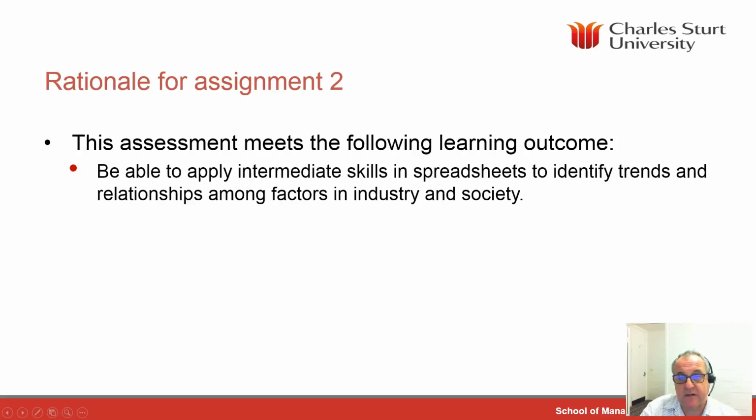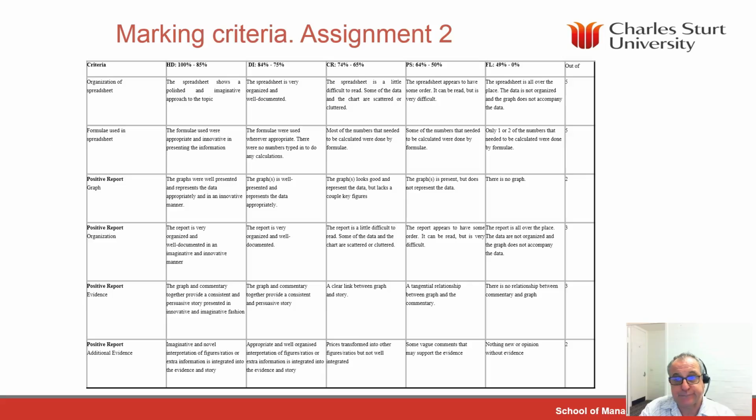Okay, how is it marked? Oh, sorry, learning outcome. Intermediate skills to identify trends and relationships between factors and sources of industry. As you can see from a number of multiple sources, you sense the variety issue and the volume issue of big data. But it's got to have veracity and value.